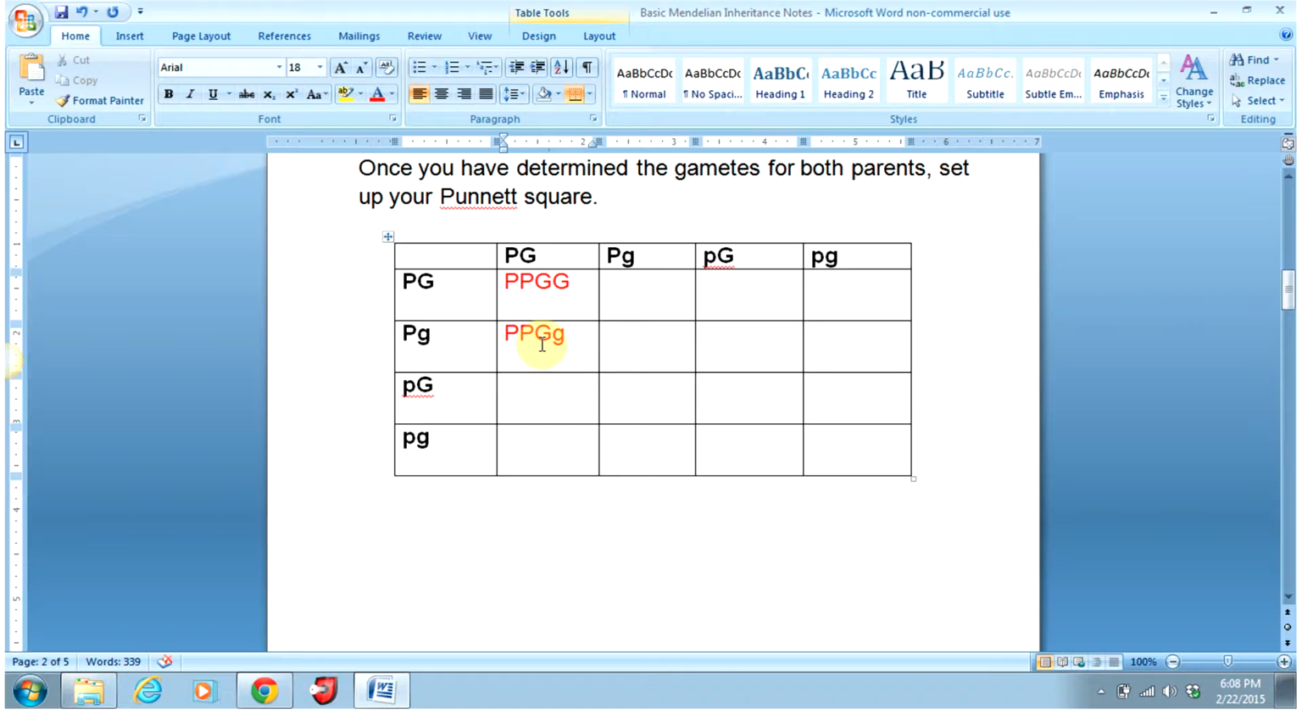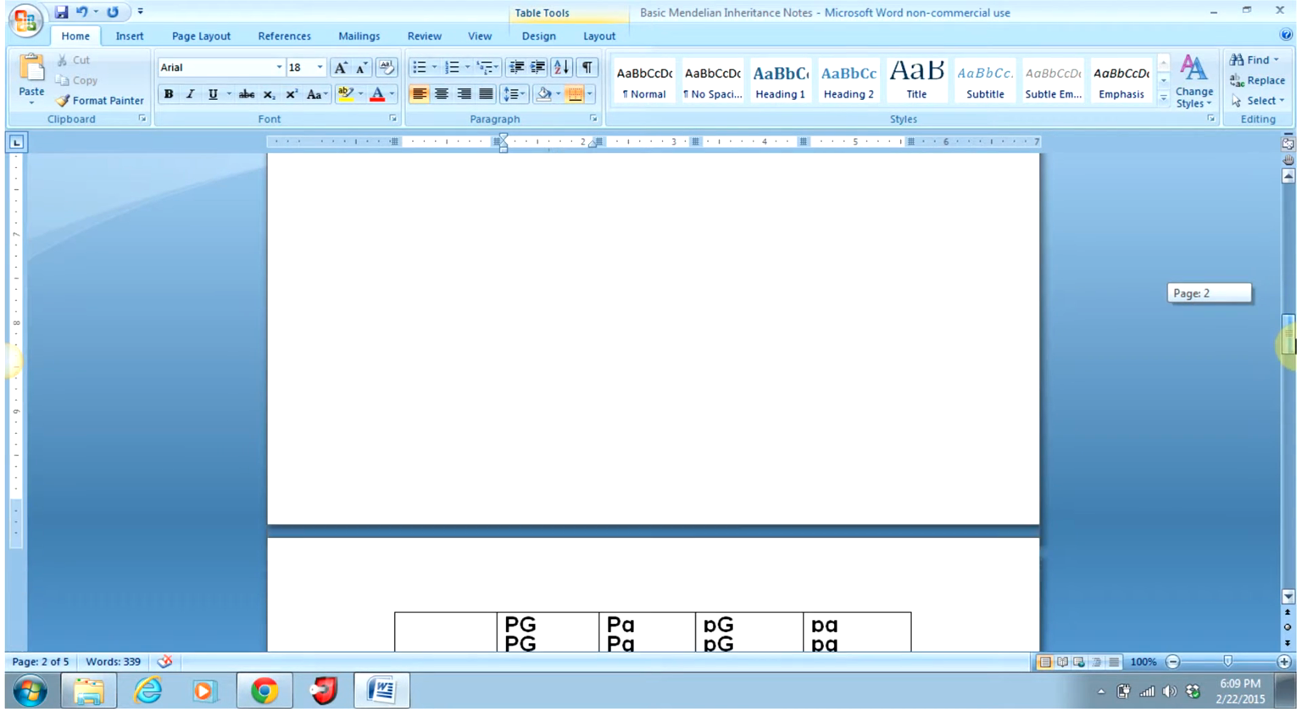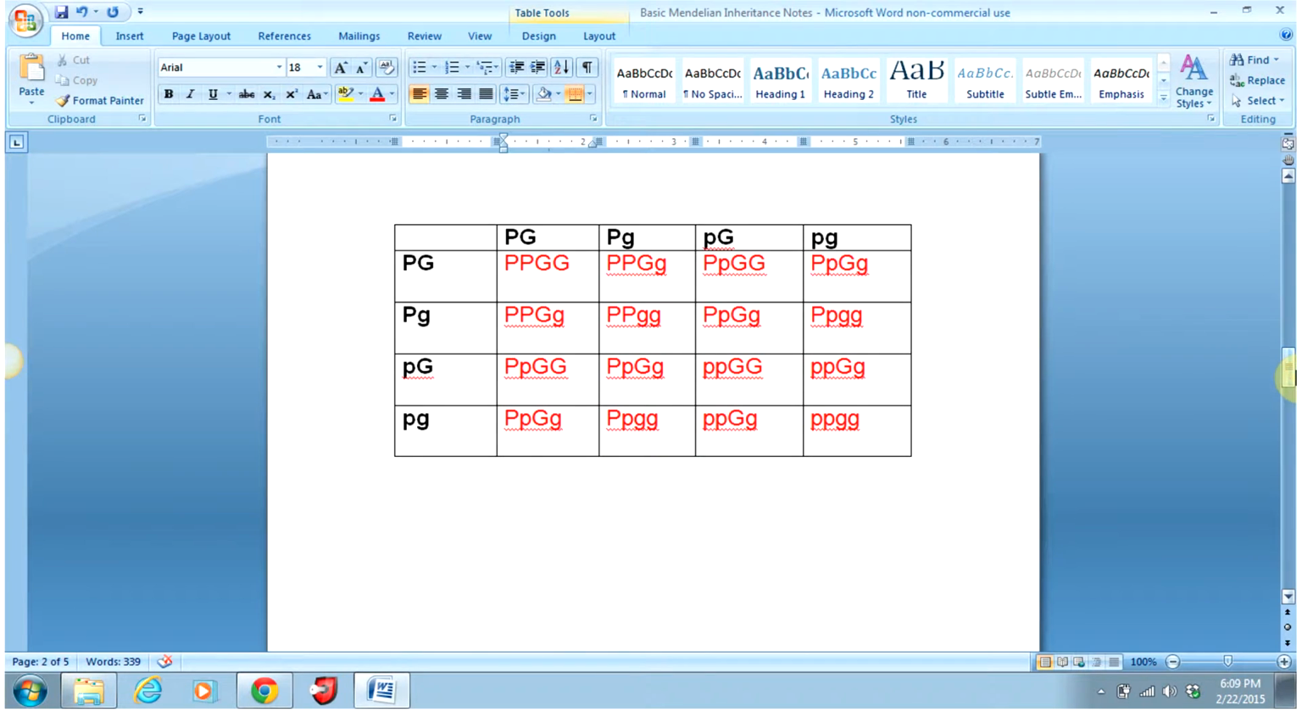Take a minute, pause the video, go ahead and fill in the rest of your potential offspring genotypes and come back to the video when you've done so. Right, now that you've paused the video and filled in your offspring genotypes, you should have genotypes that look like these. Please pause the video again and check to see that you have the correct offspring genotypes. Okay, now that you're back, we're going to see how we can make sense of this information.